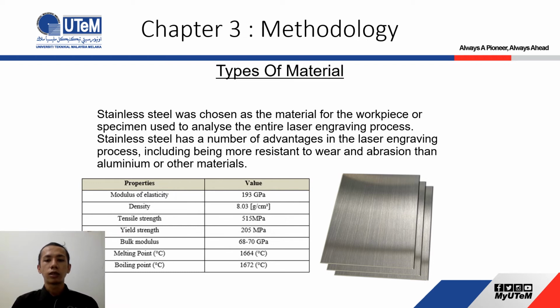Stainless steel was chosen as the material for the workpiece or specimen used to analyze the entire laser engraving process. Stainless steel has a number of advantages in the laser engraving process, including being more resistant to wear and abrasion than aluminium or other materials. The table below shows mechanical properties of a stainless steel.